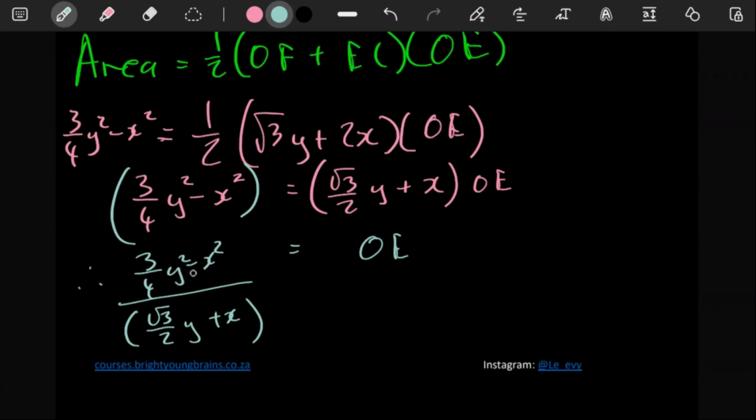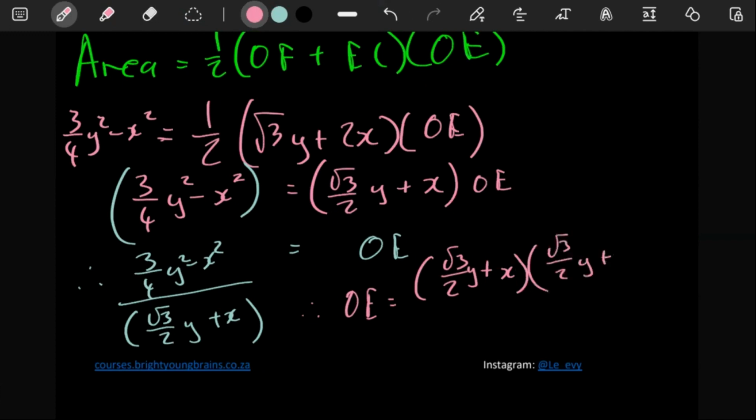it looks like the difference of 2 squares here. Because look, square root of 3 is square root of 3. Square root of 4 is a 2. Square root of y squared is a y. Square root of x squared is a x. So here at the top you can factorize. Therefore, OE, the top here you can just say square root of 3 over 2 plus x there, and then here square root of 3 over 2 as well, with the minus though.